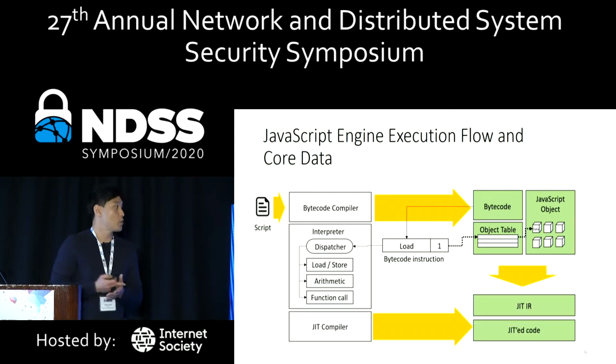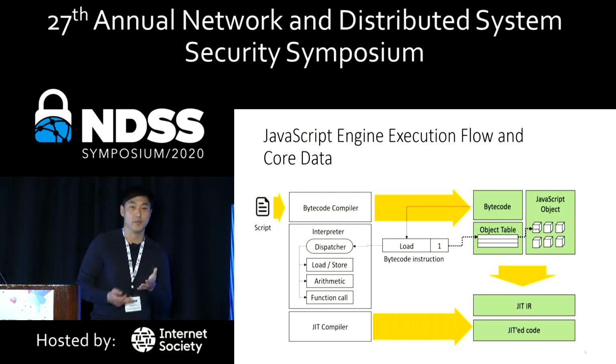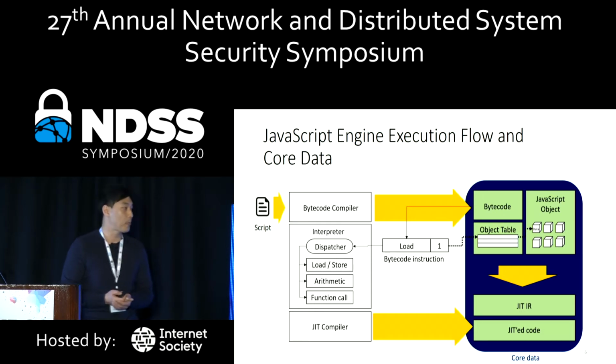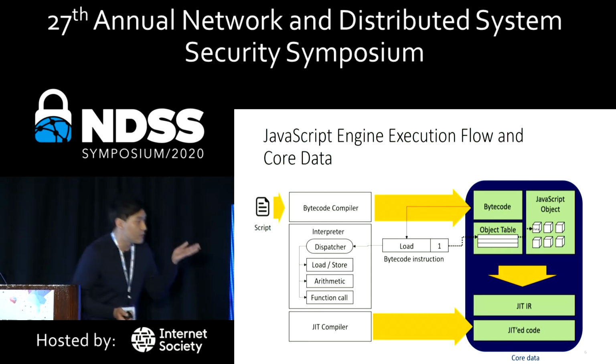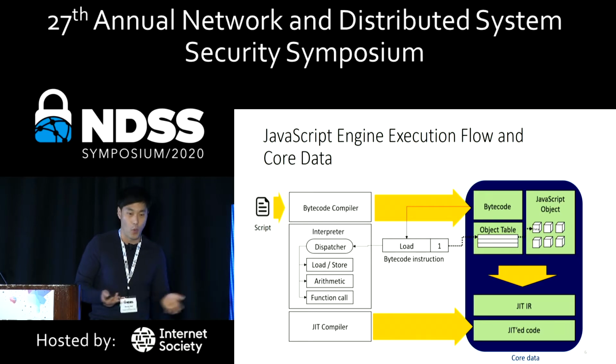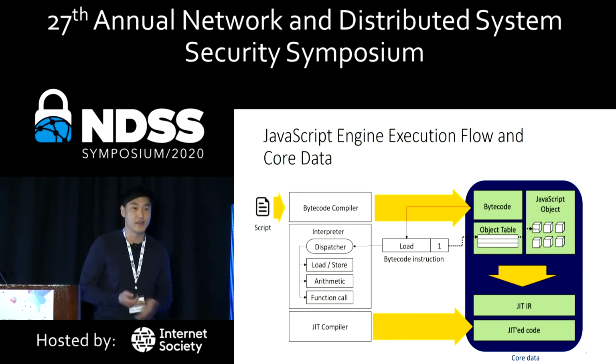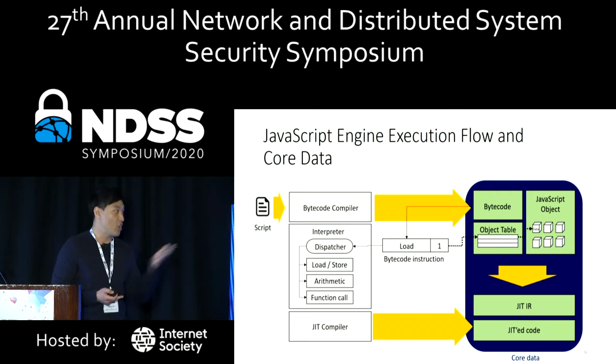When a certain portion of the bytecode is executed many times, to speed up the execution the JIT compiler compiles that portion of the bytecode into JIT-IR, which later is transformed into JIT-ed code directly executed by the CPU. Here we all know that the JIT-IR and JIT-ed code are important because there is so much research on them. And here we argue that the bytecode, object table and JavaScript objects are also important, and especially our attack and defense target them.